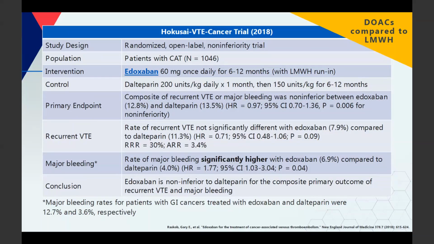I also want to mention that the median duration of therapy was significantly shorter with dalteparin than with edoxaban, mainly due to patient preferences to stop dalteparin. And this is just to reiterate the point that low molecular weight heparin tends to have poor adherence.